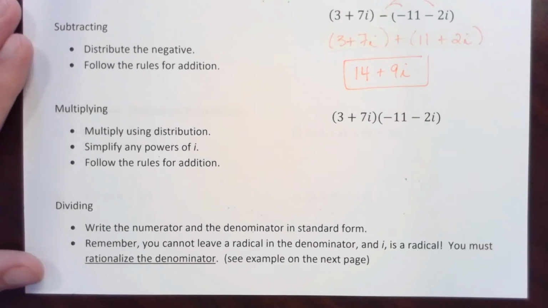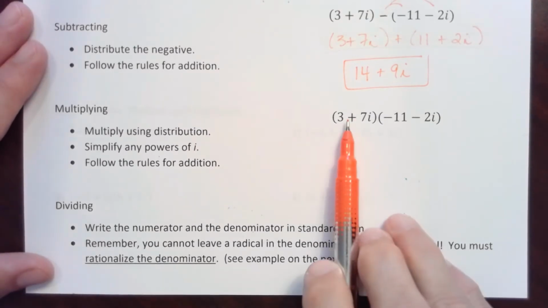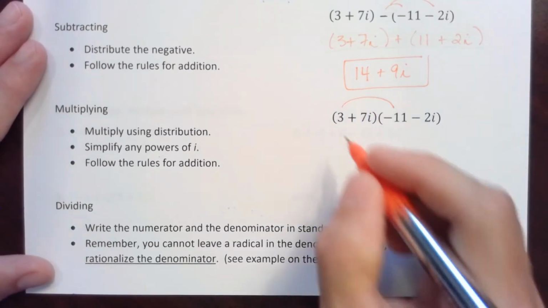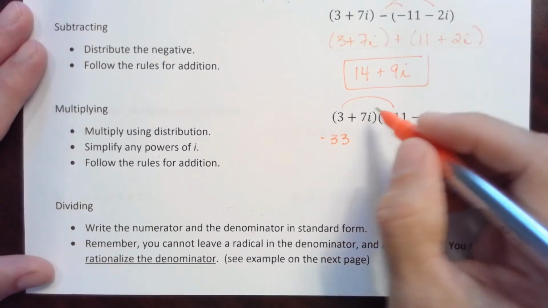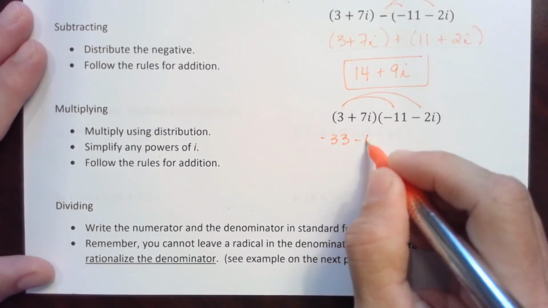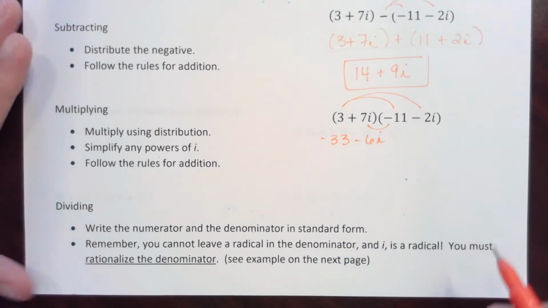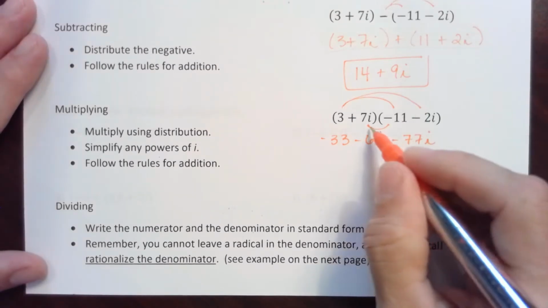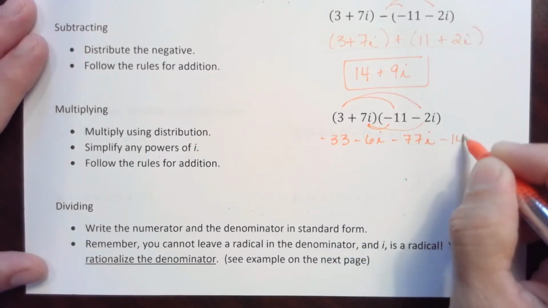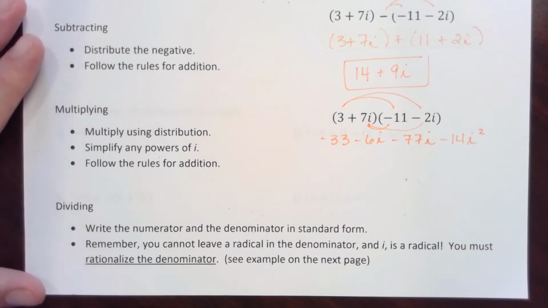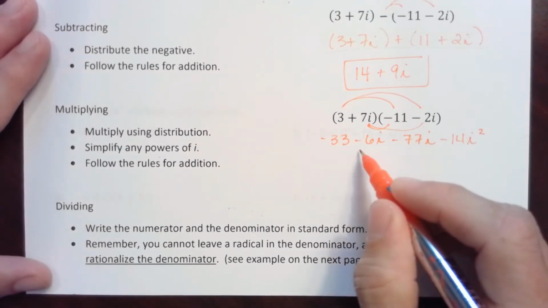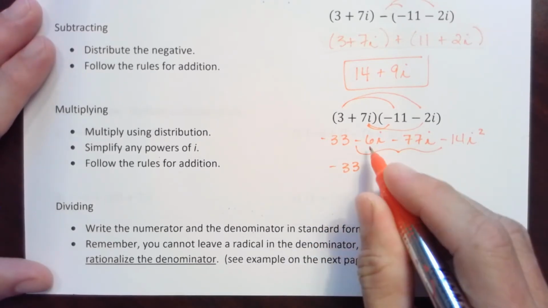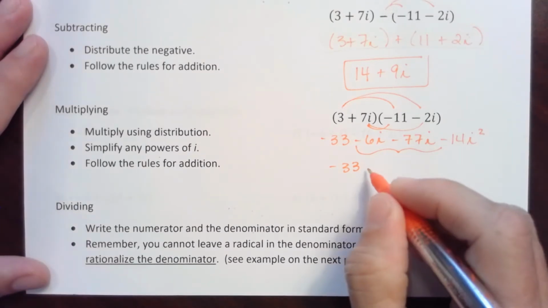Multiplying them, we're going to pretty much distribute everything in the first parentheses to everything in the second. So 3 times -11 is -33. 3 times -2i is -6i. 7i times -11 is -77i. And 7i times -2i is -14i squared. So we're going to combine our like terms. We have -33, -6 and -77 is a -83.